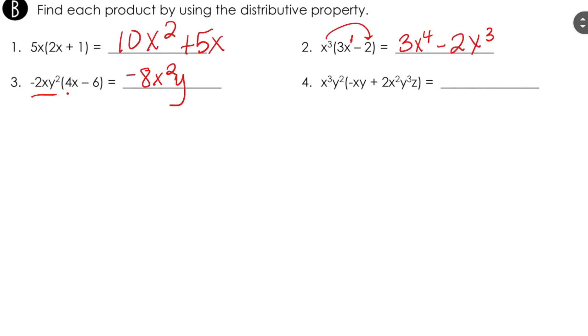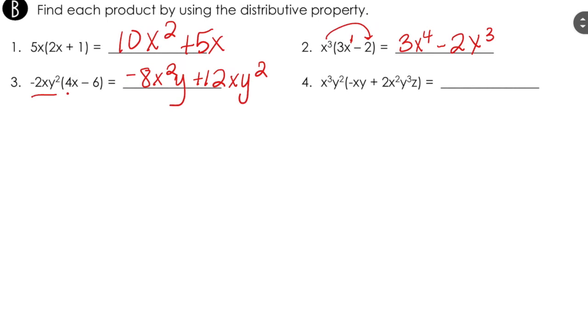And now we have to do the same thing. So negative 2xy to the second power times negative 6. And all we really have to worry about is the numbers. So negative 2 times negative 6 is positive 12. And we're just going to keep the variables the same. And we are done with that one. Last question.